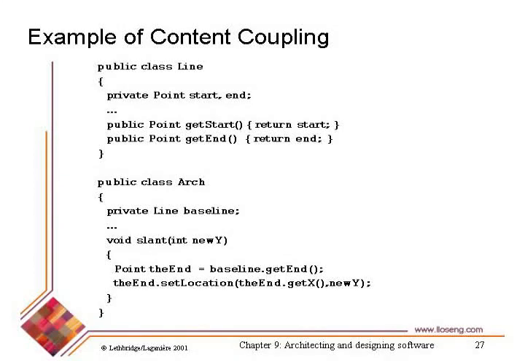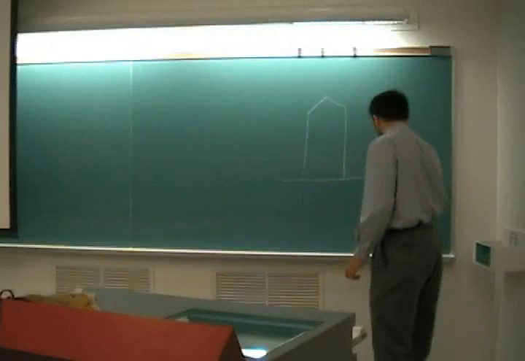This thing here says we can get the end of the baseline, and then we set the location of the end. Okay, and what's going on here? If we look at this last line, it says the end. Okay, the end is the end point of this line.